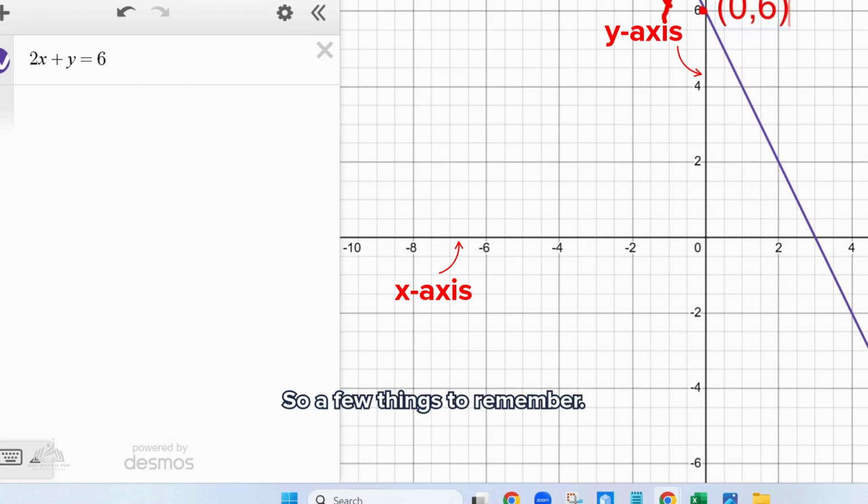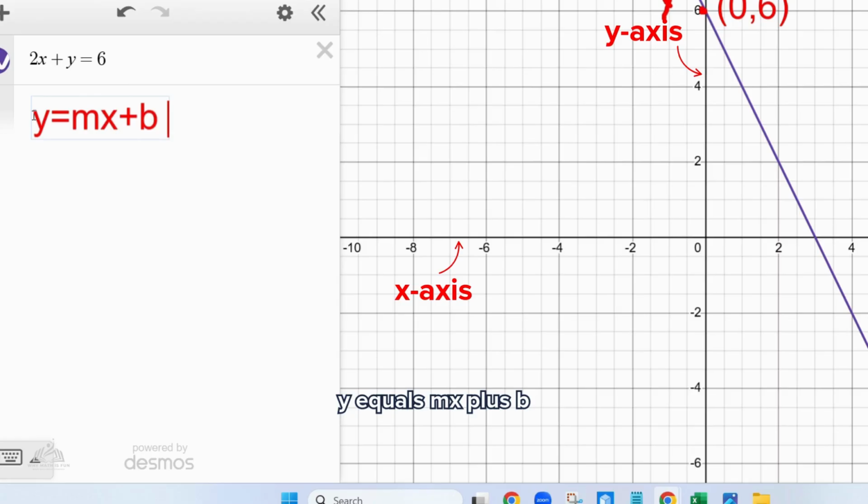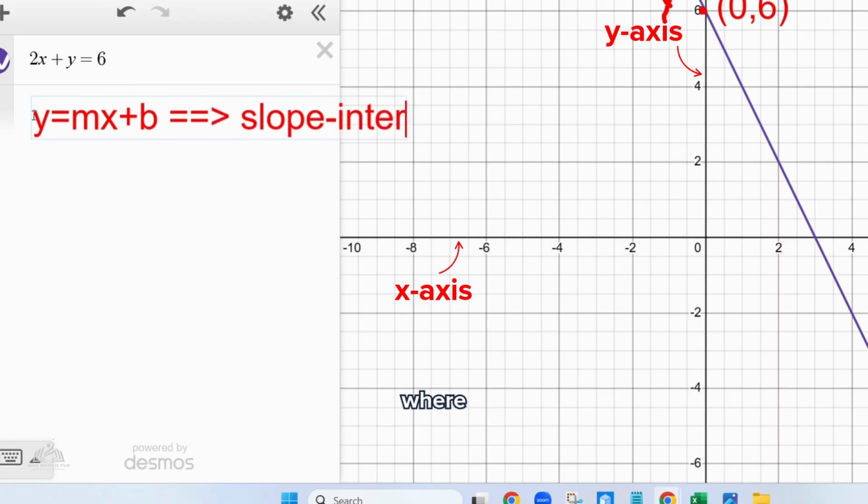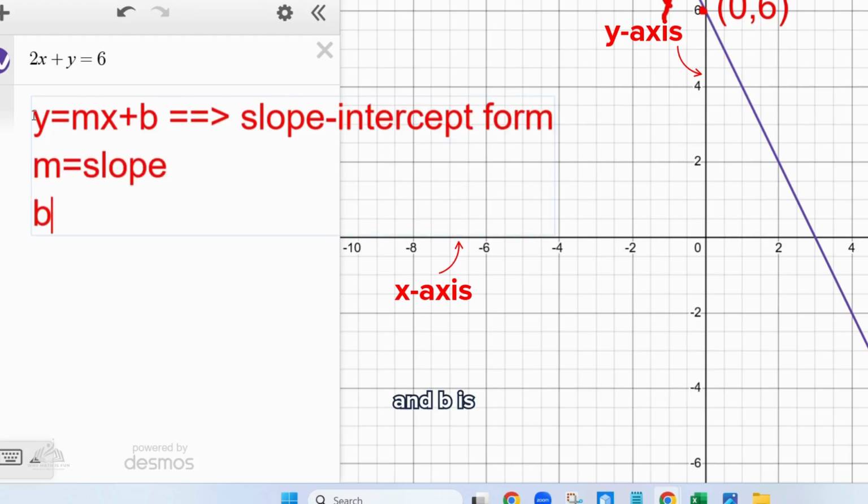So a few things to remember. When you graph them, type the equation exactly as you see it on your paper or on your screen into Desmos, and then click enter after you type the equation into the input box. And a quick recap, y equals mx plus b is slope-intercept form, where m is the slope and b is the y-intercept, or where our line crosses the y-axis.